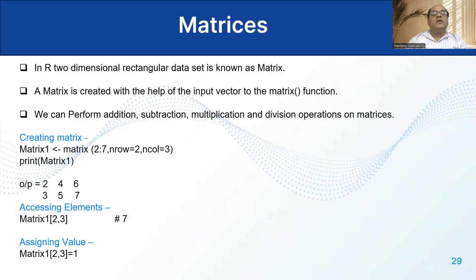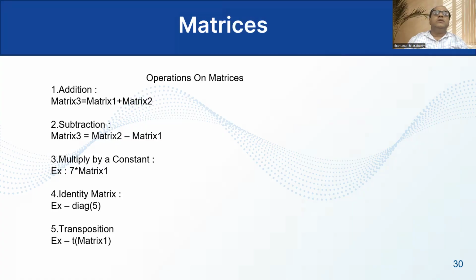Then we have matrix. A two-dimensional rectangular data set is called a matrix. A matrix is created with the help of an input vector, and we can perform different operations on a matrix such as addition, subtraction, multiplication, and division. We can create a matrix of different rows and columns, populate the elements, and perform different operations on it. So these are the matrix operations which can be performed in R, and this is how it supports matrix addition, matrix subtraction, matrix multiplication, and transpose.